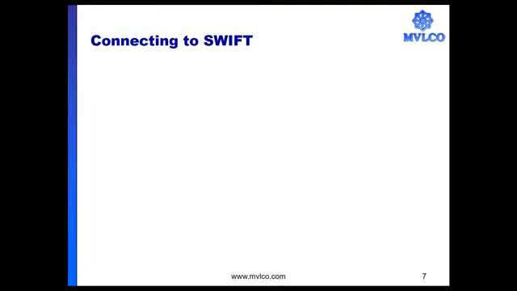Let us now discuss how we would connect to Swift. When we connect to Swift, this discussion we are going to divide into 2 parts: the banks connecting to Swift and the corporates connecting to Swift. And when they connect to Swift, they can send messages to each other. Banks can send a message to each other. The corporates can send a message only to a bank.